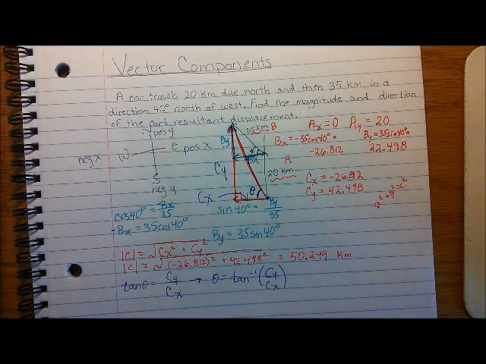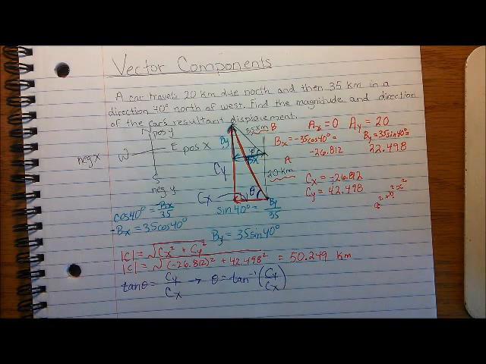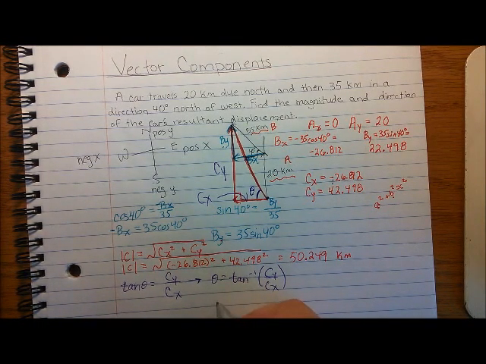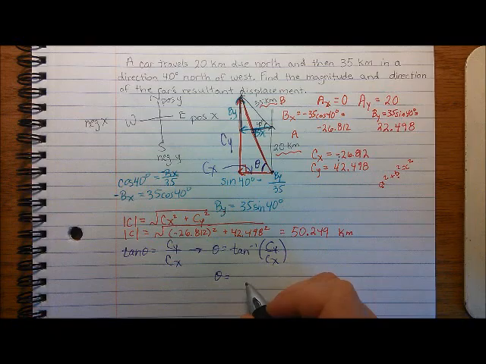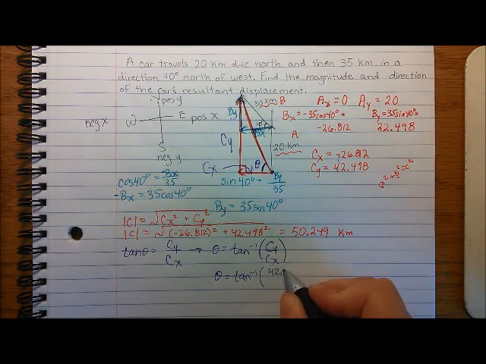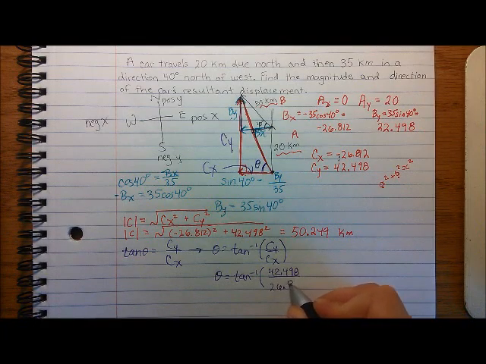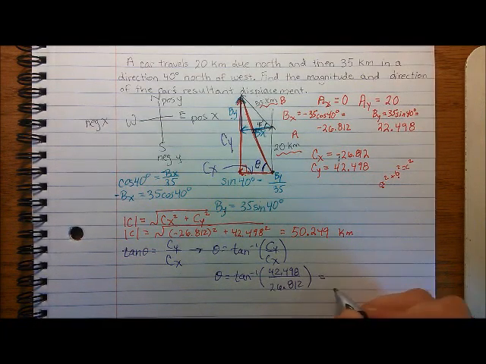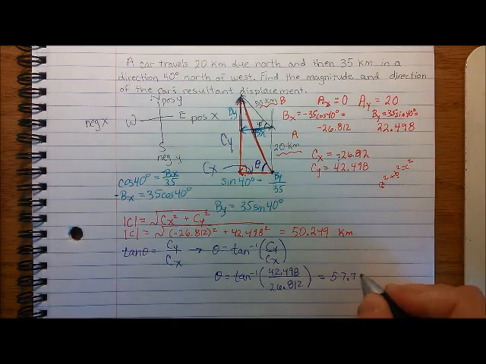Now when you're finding the angle, you don't actually have to worry about the negatives here because we're going to add in direction words. The direction words will tell you whether it's positive or negative. You'll see what I mean in just a minute. So let's go ahead and solve for our angle. So our angle is going to be equal to the inverse tangent of 42.498 divided by 26.812. And you should get 57.75 degrees.